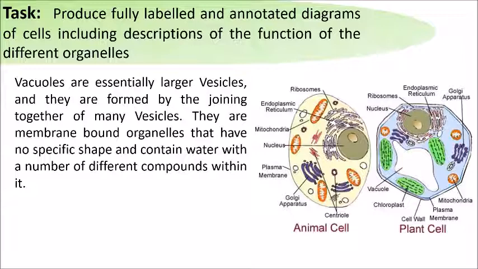Vacuoles are essentially larger vesicles, and they are formed by joining together many smaller vesicles. They are membrane-bound organelles which have no specific shape and contain water with a number of different compounds within it.